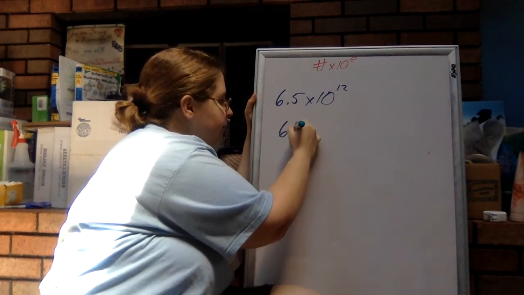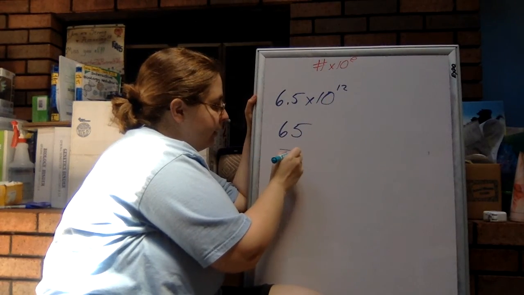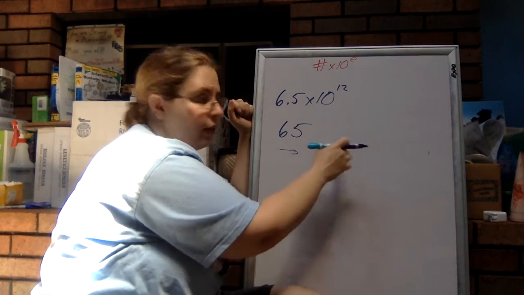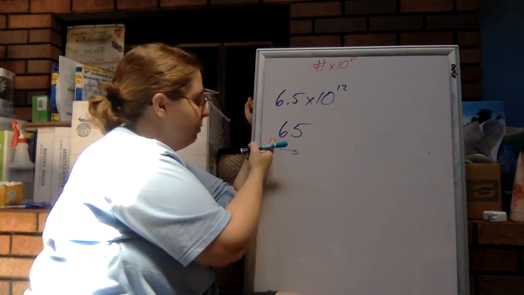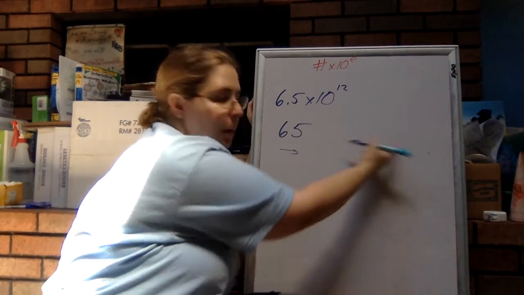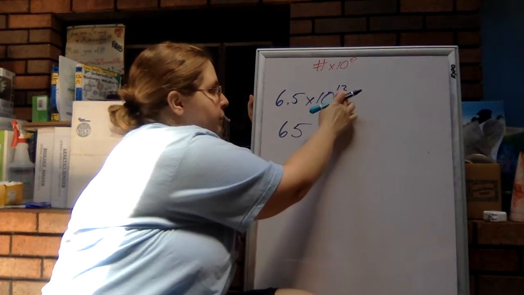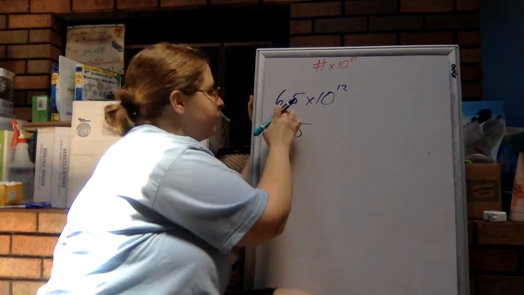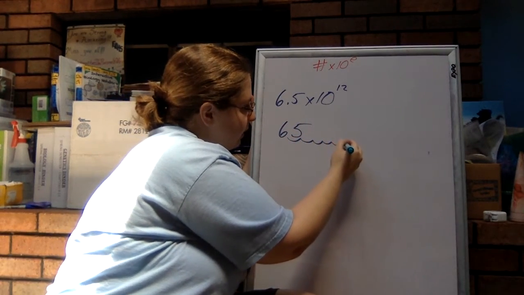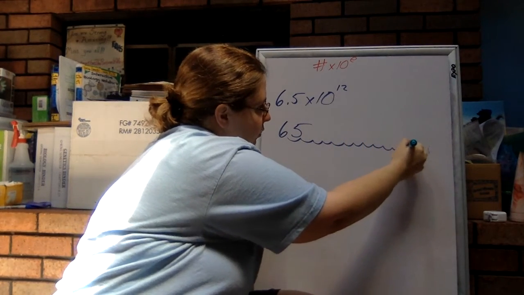So that actually tells me kind of how to start. I'm going to write the 6 and the 5. Bigger than 1 means I'm going to want to move my decimal point to the right. Because if I moved it the other way, all my zeros would be in front of the 6 and 5, meaning that it's going to be smaller than 1. I want the zeros behind the 6 and the 5. So I have to move my decimal point 12 places. It's between the 6 and 5. 1, 2, 3, 4, 5, 6, 7, 8, 9, 10, 11, 12.